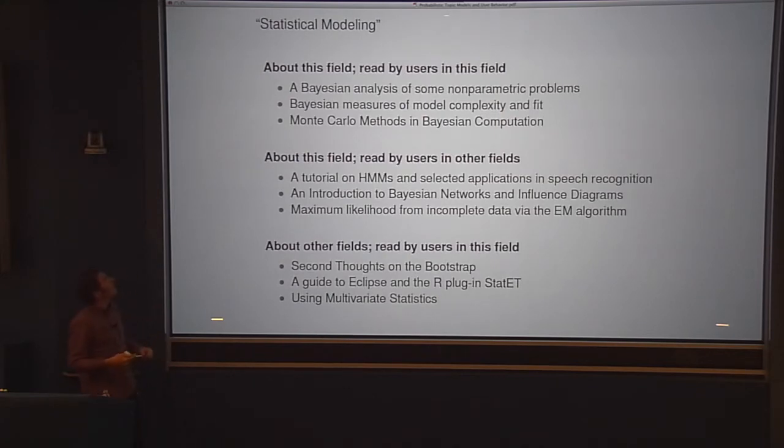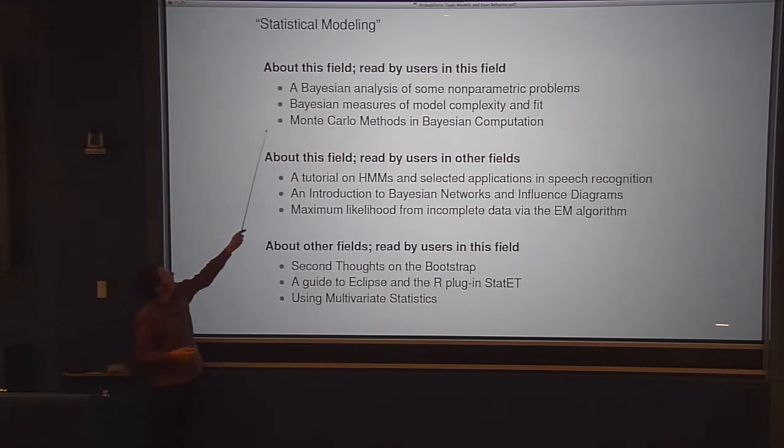So here is statistical modeling. One of the topics was about Bayesian modeling. What is about statistical modeling and read by people interested in statistical modeling? Well, here are three. These are all classical papers in Bayesian statistics. One introduced the Dirichlet process. The other is important for assessing model complexity. And this is a book about MCMC methods, which are, of course, the basis of many approximate inference techniques.